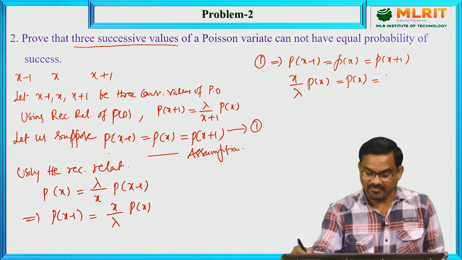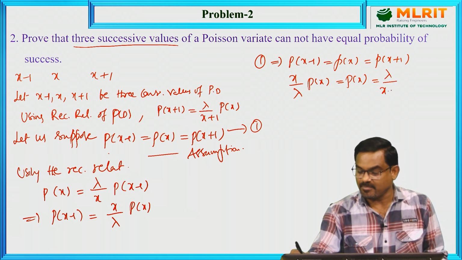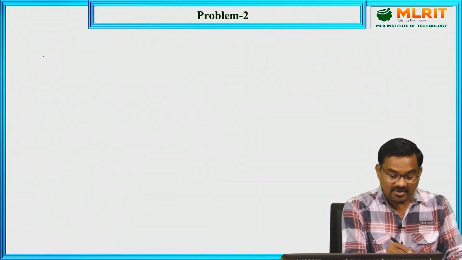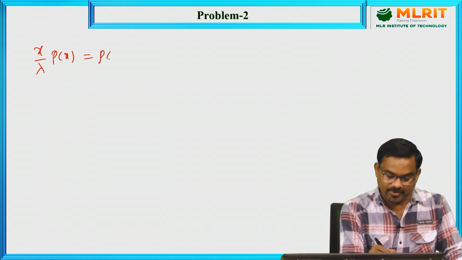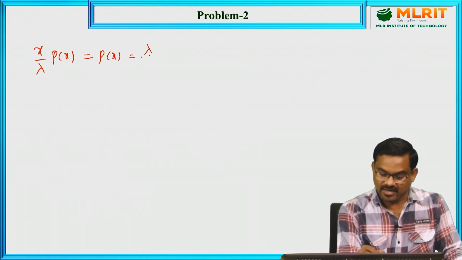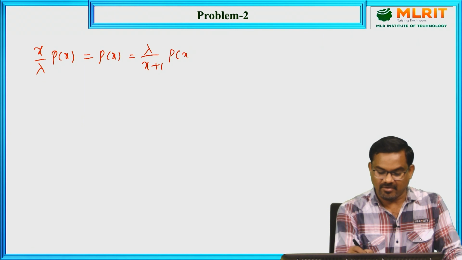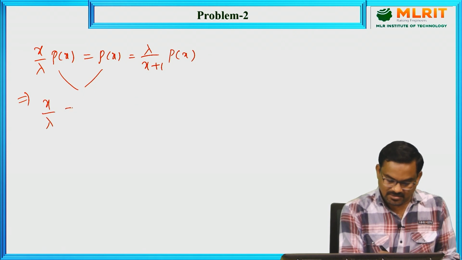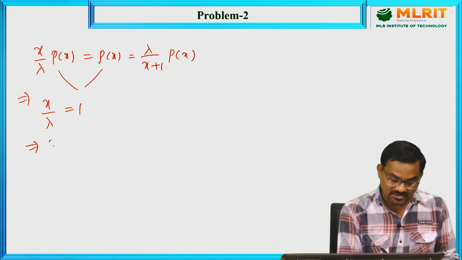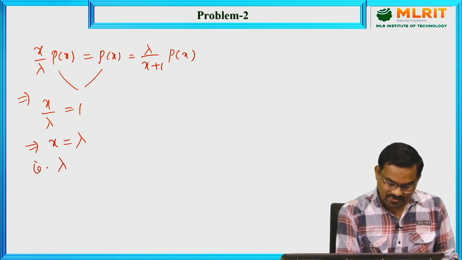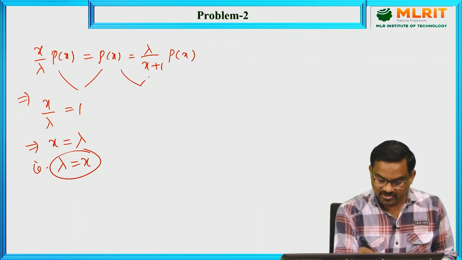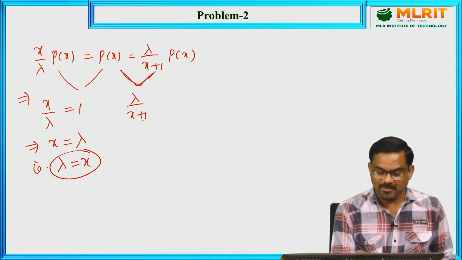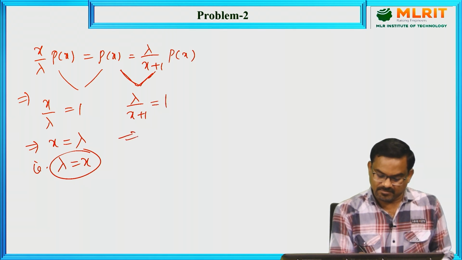This is equal to the probability of x plus 1, from the recurrence relation, lambda by x plus 1 into the probability of x. So, we have this relation: x by lambda p of x is equal to p of x, which is equal to lambda by x plus 1 into p of x. So that implies, if you consider the first two, x by lambda is equal to 1 because p of x gets cancelled. So x equals lambda, that is, the value of lambda is x. Next, if you consider the last two, then lambda by x plus 1 is equal to 1. That implies lambda is x plus 1.